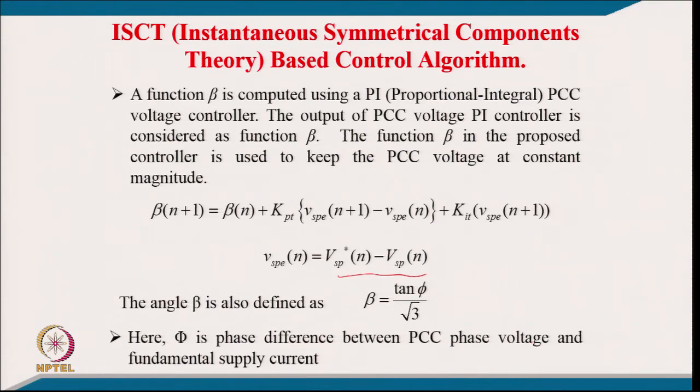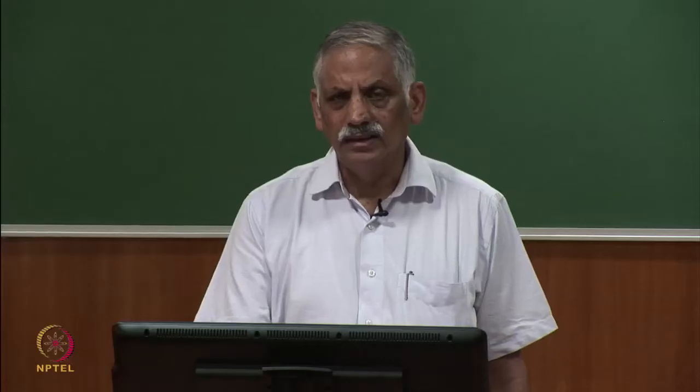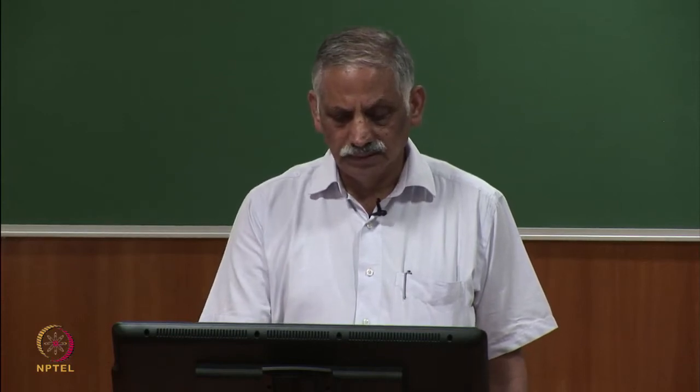So, this function beta represents how much phase shift you have to provide in the reference current for the purpose of regulating the PCC voltage, because this may require leading reactive power or lagging reactive power. So, that is also taken into account, as we discussed in the previous block diagram.